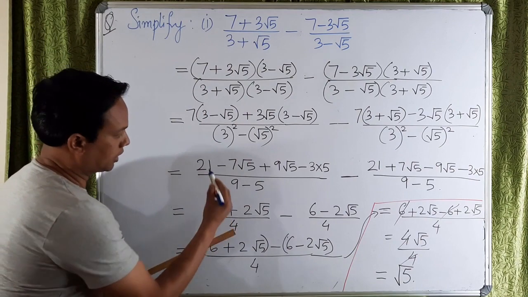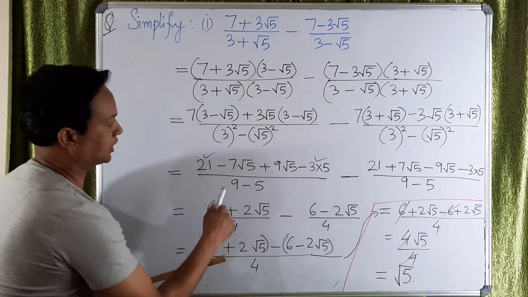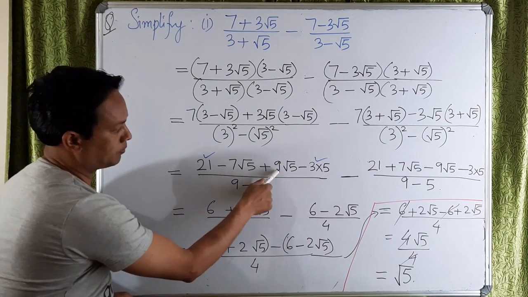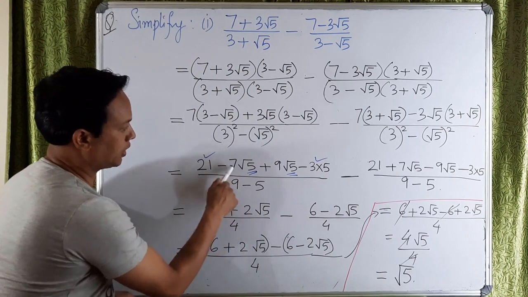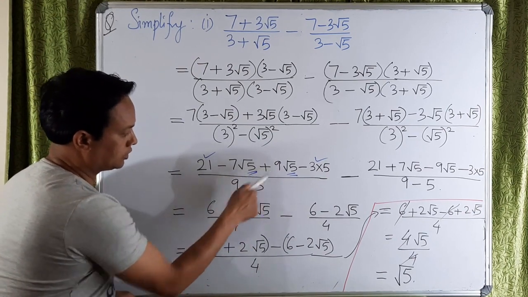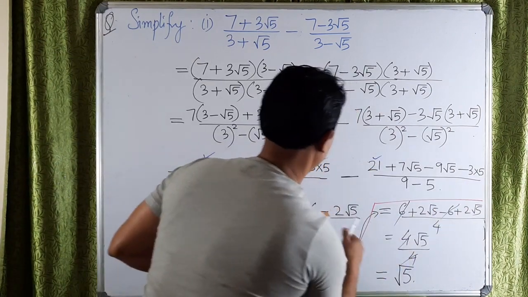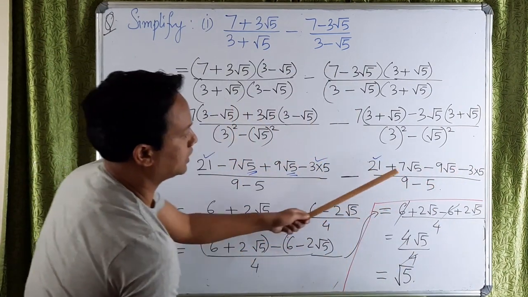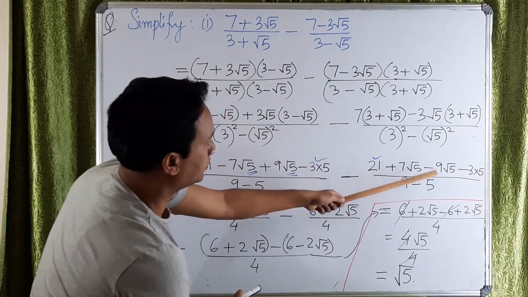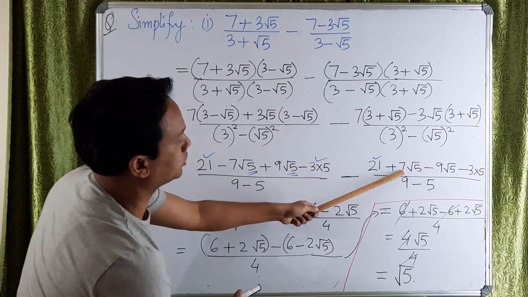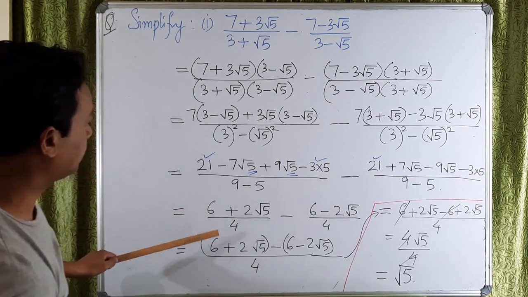Now, from these steps, I'm explaining this is 21 minus 15. 21 minus 15 is 6. And here, minus 7 root 5 plus 9 root 5. Both are like radicals. So 9 minus 7 is 2 root 5. Minus plus, the bigger is plus here, so plus 2 root 5. And this side, 21 minus 15 is 6. And this, now this is greater: minus 9 plus 7. Minus is the bigger number. So minus 9 root 5 plus 7 root 5 will become minus 2 root 5. So below, 9 minus 5 will be 4.